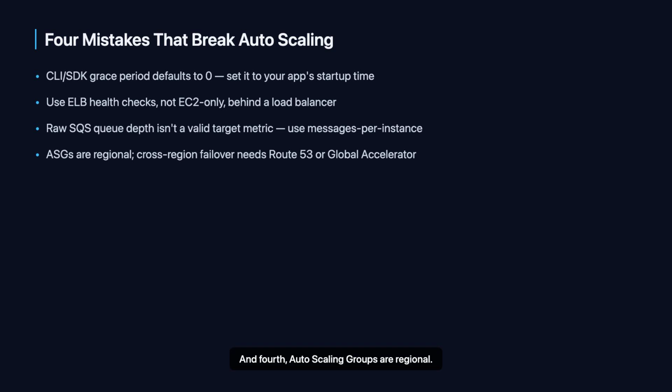And fourth, auto-scaling groups are regional. They span multiple availability zones, but not multiple regions. So cross-region failover needs something like Route 53 or a global accelerator on top.